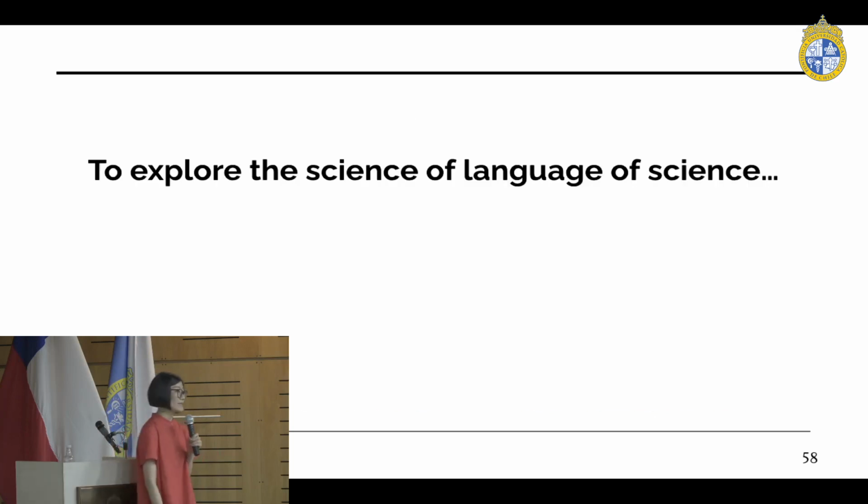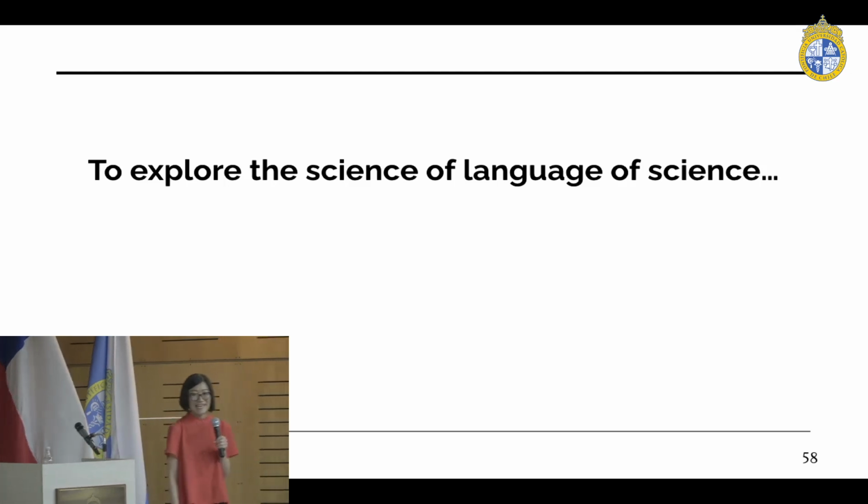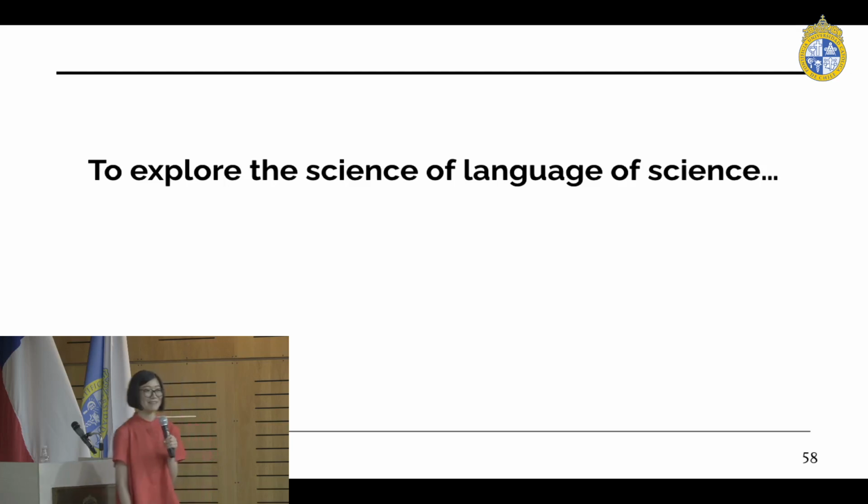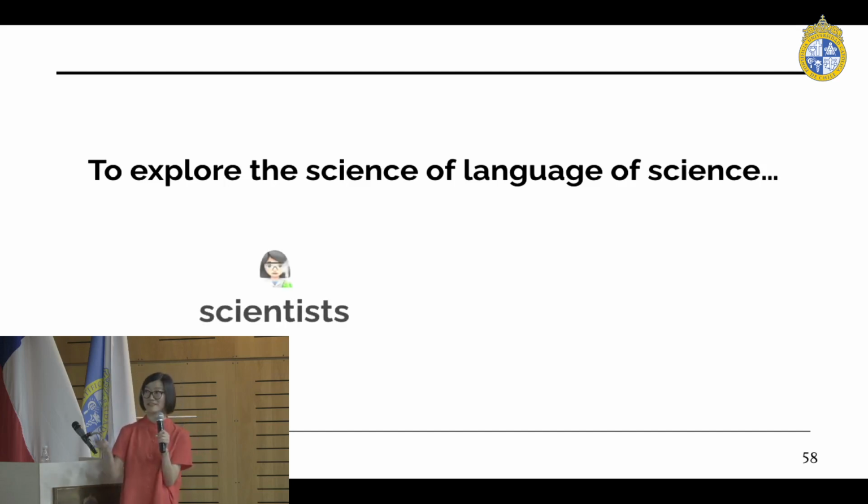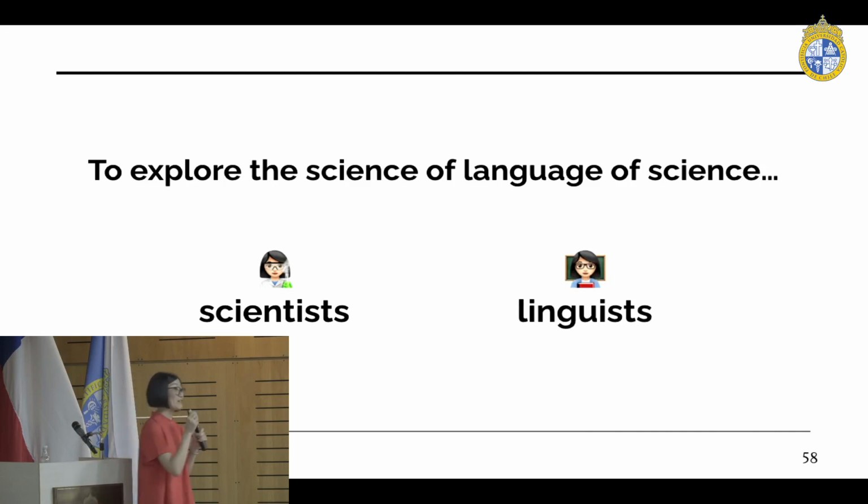Now, but this work cannot, of course, be done by a linguist. I can analyze text, right? But the ideas in the text, how the ideas are connected and expressed, I need some help from the scientist. So to explore the science of language of science, of course, we need scientists who hold knowledge of science. We also need linguists who hold knowledge of language and social semiotics, and we work together, right?